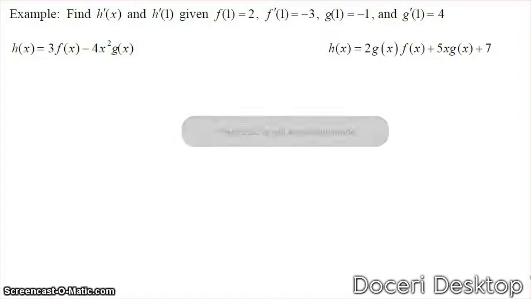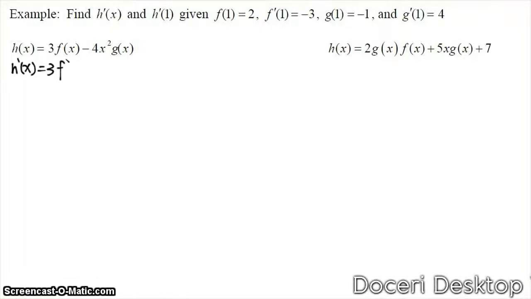Well, let's get right to it. We need to find h prime. We have h right now, so how do we figure out h prime? Product rule tells us, if we use product rule, h prime equals... This one is the constant number rule: the constant stays, and you just take the derivative of whatever function you have. However, this one is a product rule.